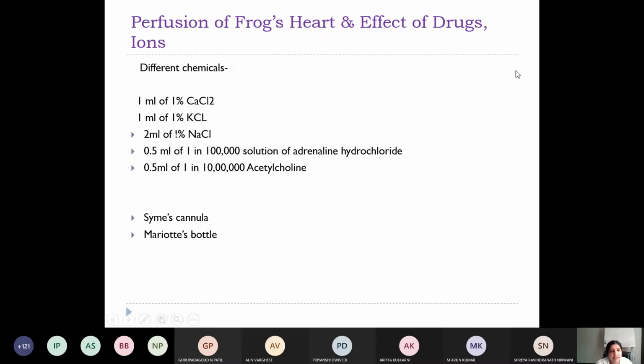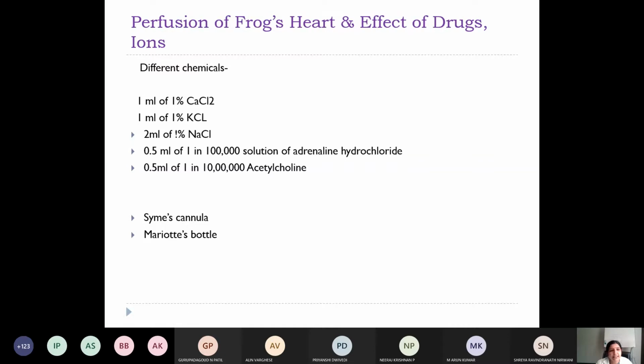So basically these come under perfusion. I told yesterday the heart was directly in the frog's body, in the thoracic cage, and the hook was put to the tip of the left ventricle and liver was connected, and that's how you get the graph for yesterday's properties. But today this frog's heart will be taken out from the body of the frog by perfusion.